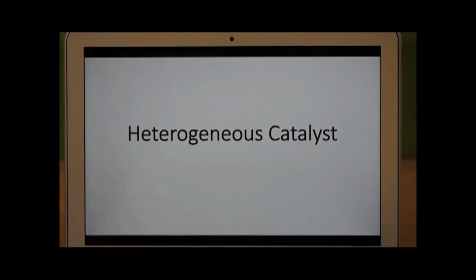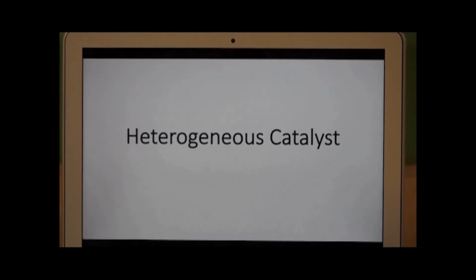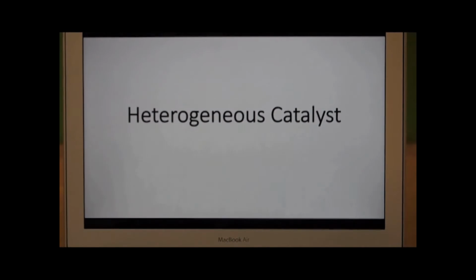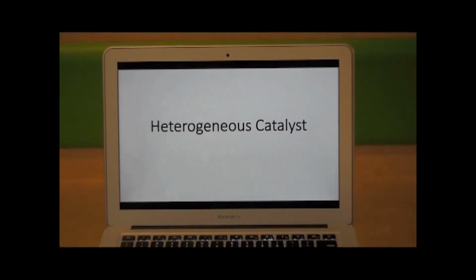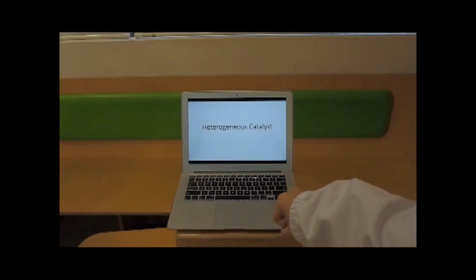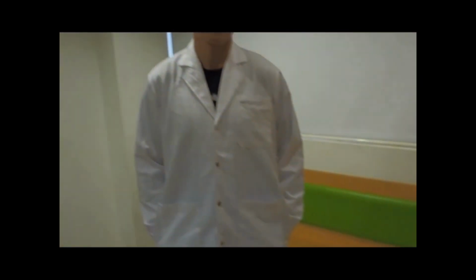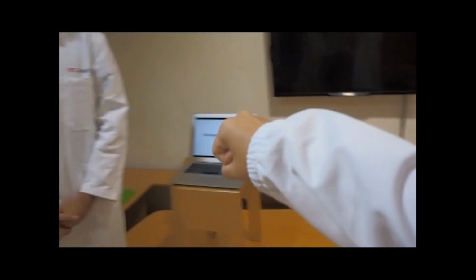Great job! Now let's move over to bench 2 to learn more about homogeneous catalysts. Now, let's learn more about homogeneous catalysts.